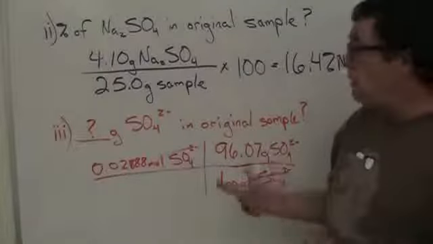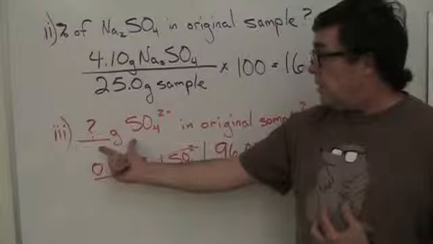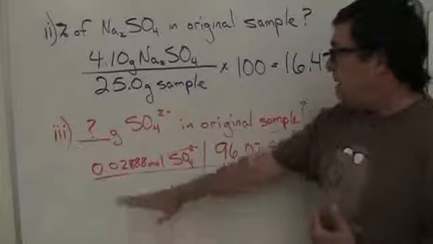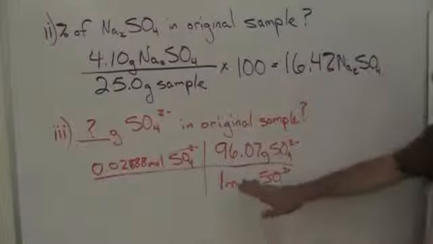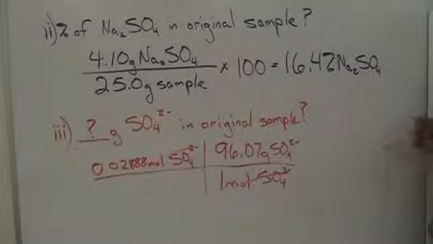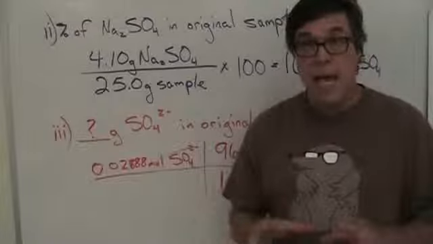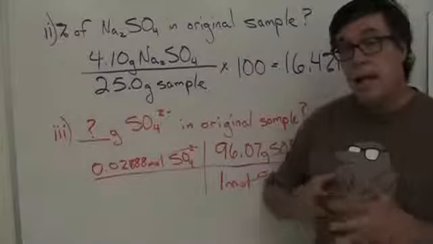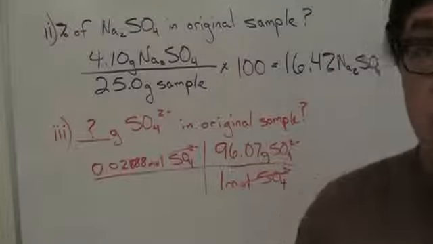Or another common kind of problem is maybe we're really interested in one particular ion in the analyte. So here this question says, how many grams of the sulfate ion are in the original sample? And remember we had 0.02888 moles, and we can just multiply that by the molar mass of the sulfate ion to get the grams of the sulfate ion in that original sample. So remember, we were taking a look at a simple gravimetric analysis problem, and there are a lot of more complicated examples, but I hope this was helpful to get you started with gravimetric analysis.